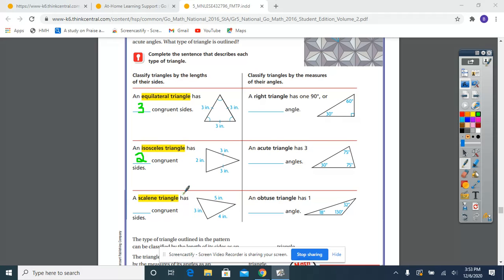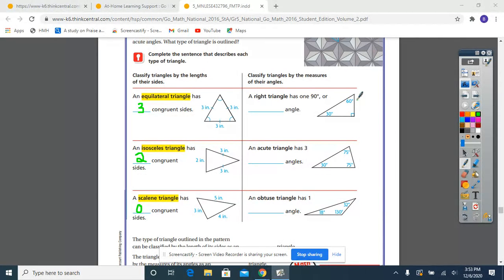A scalene triangle, however, this is the third type, is all the sides are different. Okay, this one's 3 inches, this one's 4 inches, this one's 5 inches. All the measurements are different. So a scalene triangle has 0 congruent sides. Okay, the second way to classify triangles is by the angles.